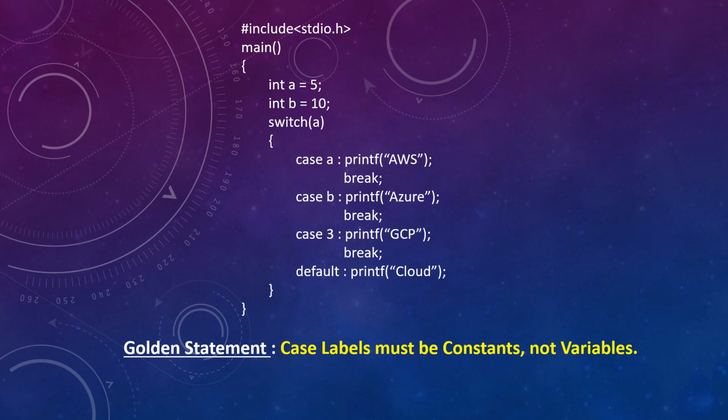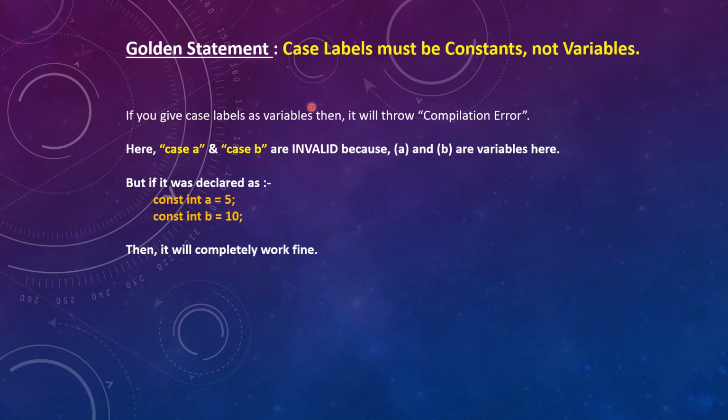So let us see now. If you give case labels as variables, then it will throw a compilation error. So as I said, case a and case b are invalid because a and b are variables. But if you had declared them as const int a and const int b, meaning both a and b are constants, then this would have worked completely fine because a and b's values cannot be changed. So the compiler will understand it's a constant value, so it will put the 5 and 10 in the places of case a and case b. So that is how it will work.